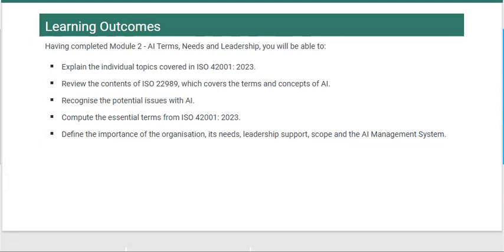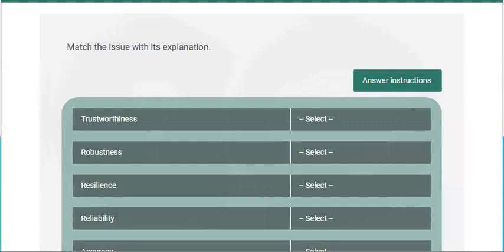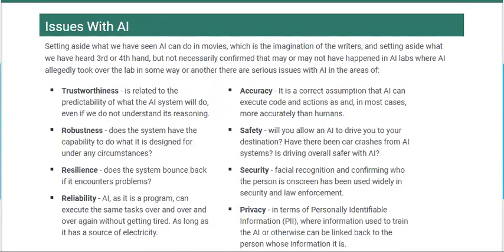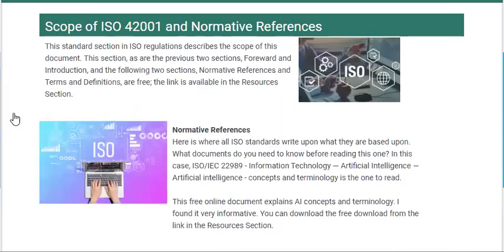Scope of ISO 42001 and normative references. This standard section in ISO regulations describes the scope of this document. This section, as are the previous two sections, Foreword and Introduction, and the following two sections, Normative References and Terms and Definitions, are free. The link is available in the Resources section.